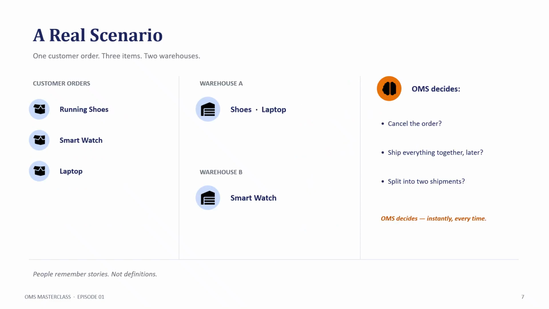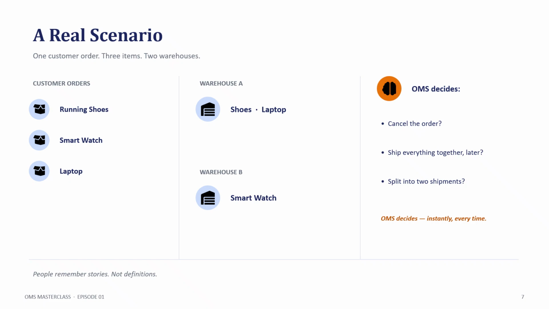Let's look at a simple real world scenario. A customer places a single order containing 3 products: running shoes, a smartwatch, and a laptop. Now let's check the inventory. Warehouse A has the running shoes and the laptop. Warehouse B has the smartwatch. At this point, the OMS has to make a decision. Should it cancel the order because all the items are not available in one warehouse? Should it wait until every item is available at the same location? Or should it split the order into 2 shipments so the customer receives the product as quickly as possible?